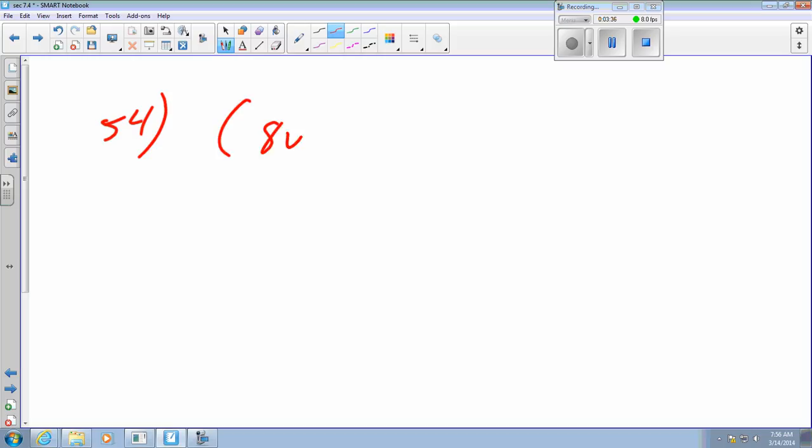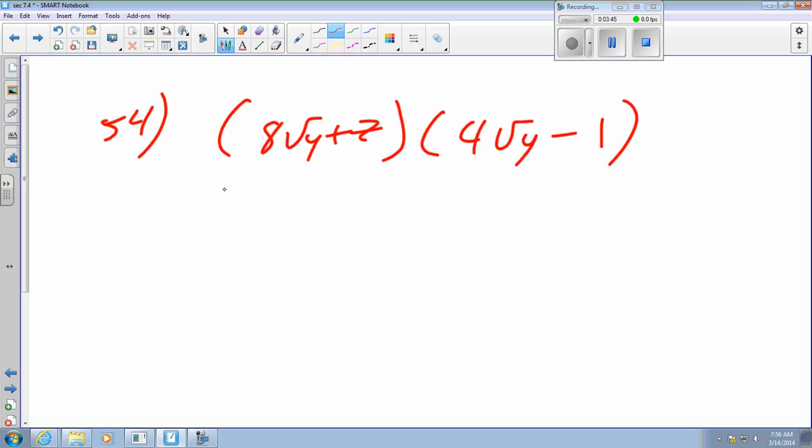we have 8 square root y plus z times the quantity of 4 square root y minus 1. When I FOIL this, I get 32 square root y squared, square root y times square root y, square root of y squared. Outside times outside, I get negative 8 square roots of y. Inside times inside, I get 4z.